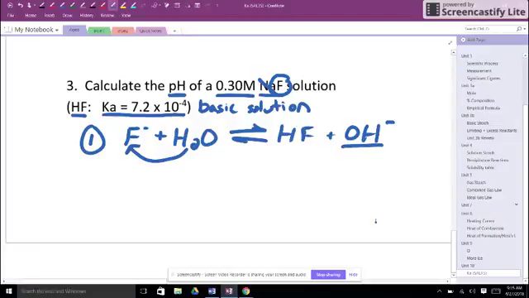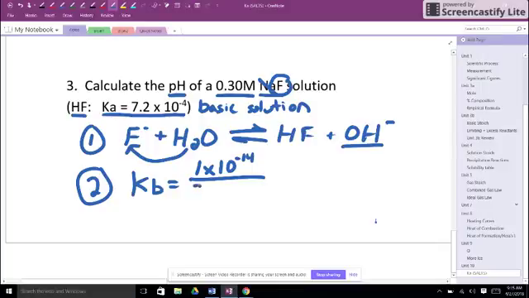So step 2, since we're dealing with the basic solution, we need to figure out what Kb is. Now, if F minus is the conjugate of this weak acid, we're just going to do 1 times 10 to the negative 14, that's the K for water, Kw, divided by the Ka here, 7.2 times 10 to the negative 4. Now you plug this in your calculator, and our Kb is 1.4 times 10 to the negative 11.